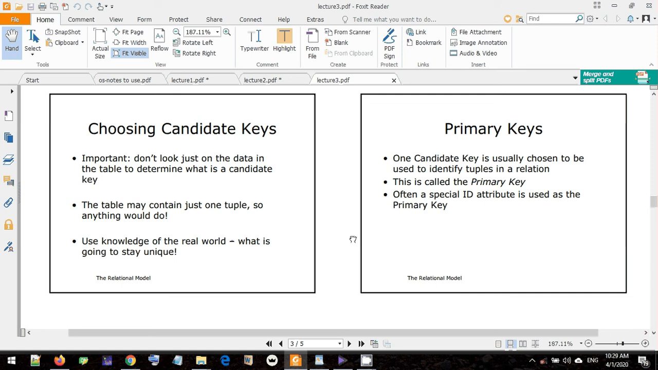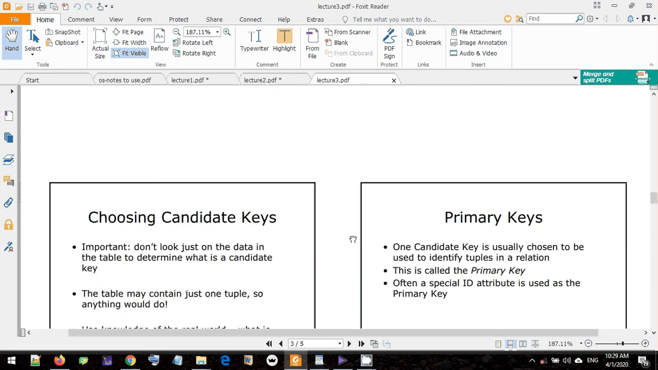Primary keys. Primary keys are very similar to candidate keys. The only difference here is that a candidate key is usually chosen to be used as the identifier of tuples in the relation, and that candidate key that is chosen to be used is what we call the primary key. Now let us go back to our previous example.